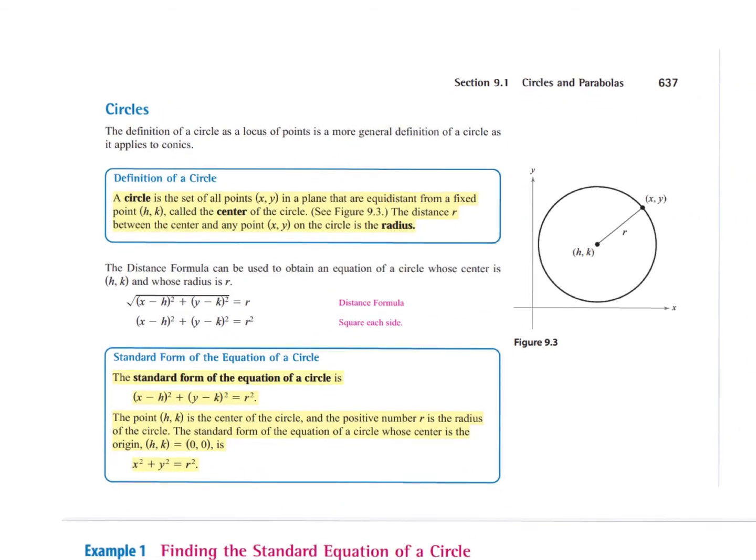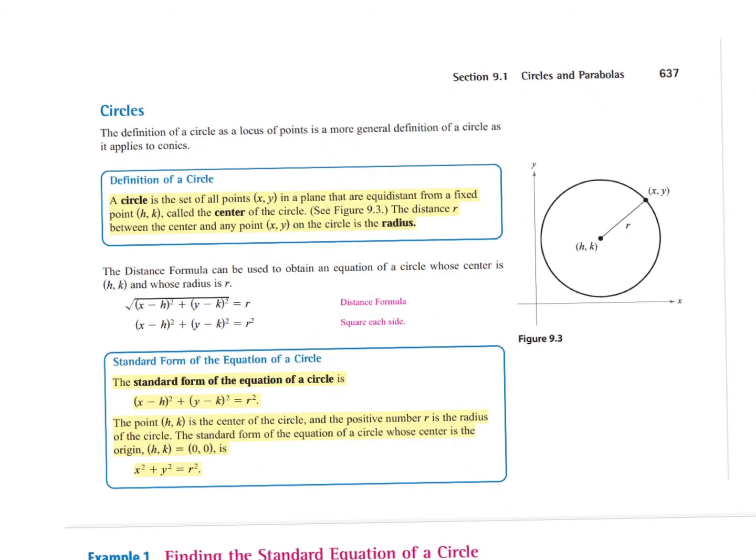But guys, a circle is a set of all points, right? Set of all points in a plane that is equidistant from a center point. It's a fixed point in the middle. Equidistant means all the points on this circle, all the way around this circle right here, are the same distance away from the center, right?